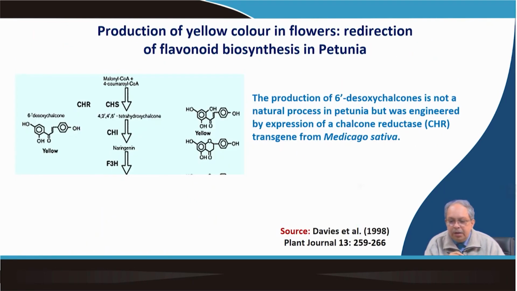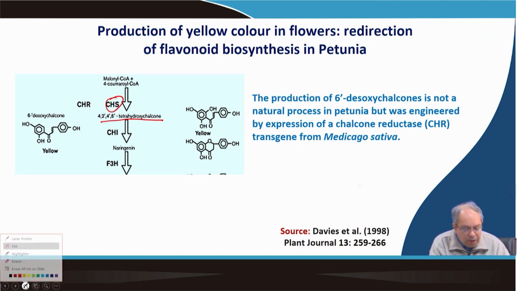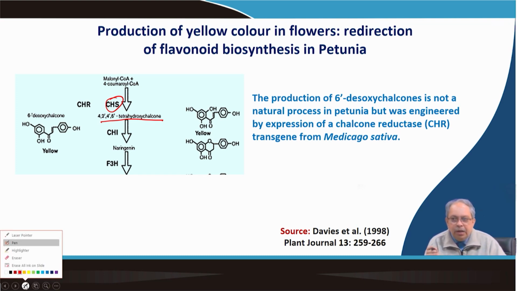So, this one I skip it. Now, come to a very important and interesting thing. Normally what is happening, 3 molecules of malonyl CoA join with 1 molecule of paracoumaroyl CoA, and that is converted into tetrahydroxychalcone, and the enzyme is chalcone synthase, CHS. However, as I said, in case of this isoflavonoid pathway, CHS works with CHI, but there CHI is not there, but instead CHR is there.